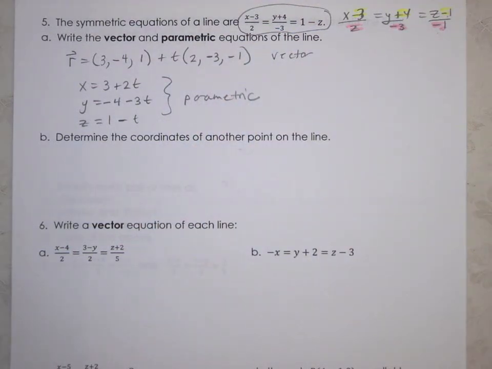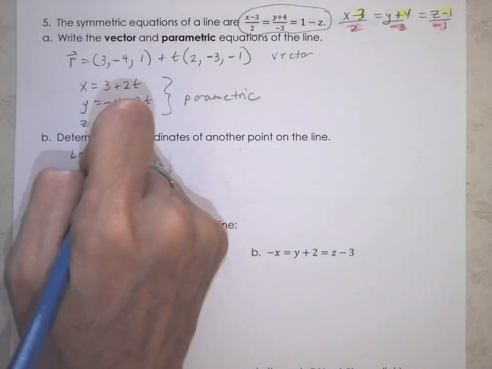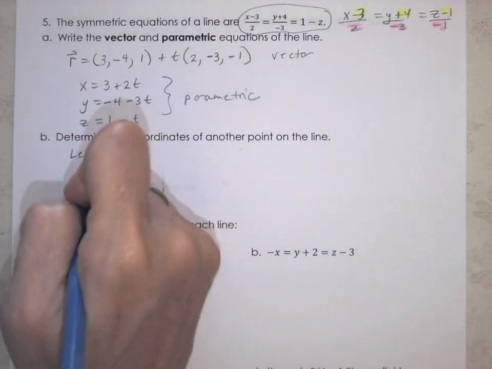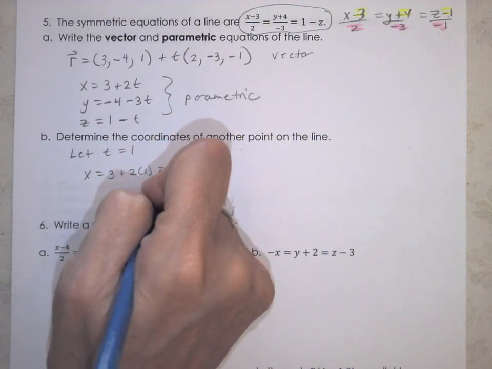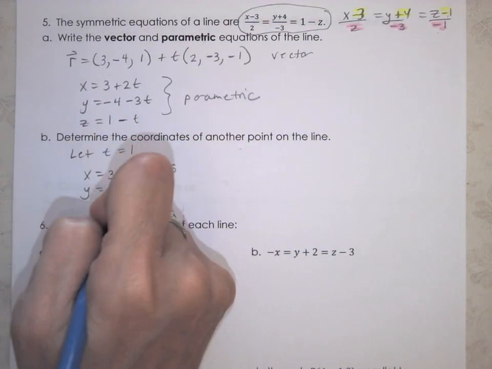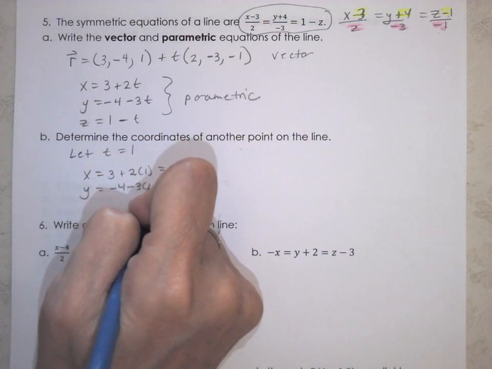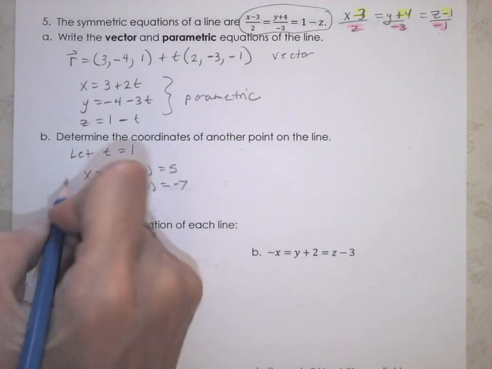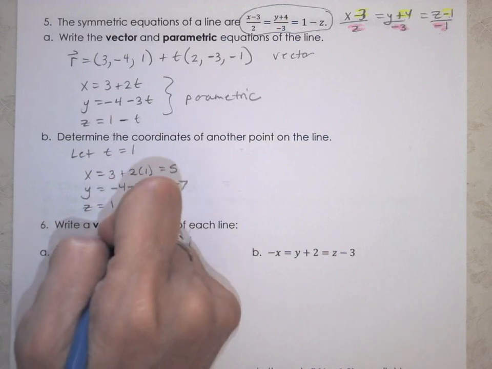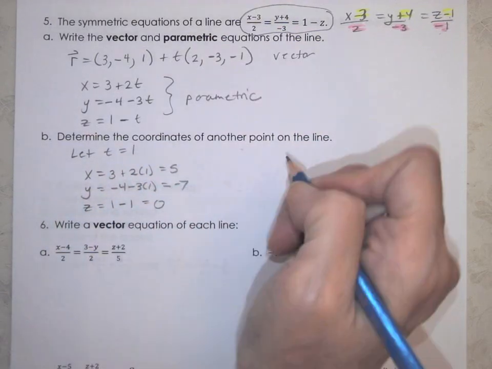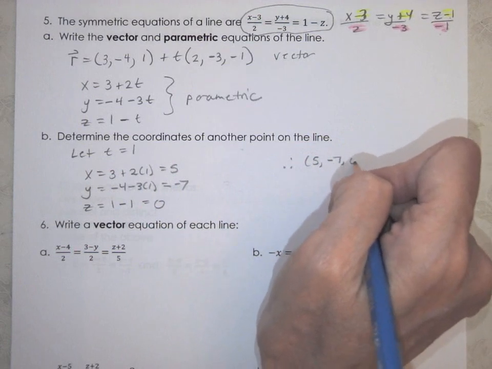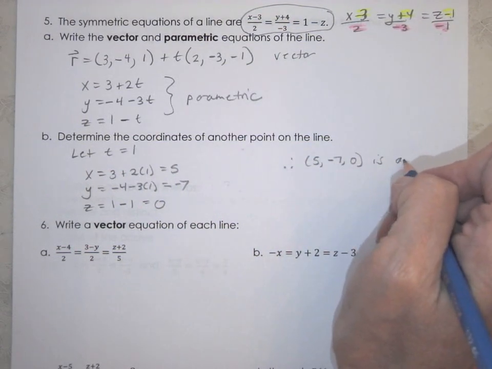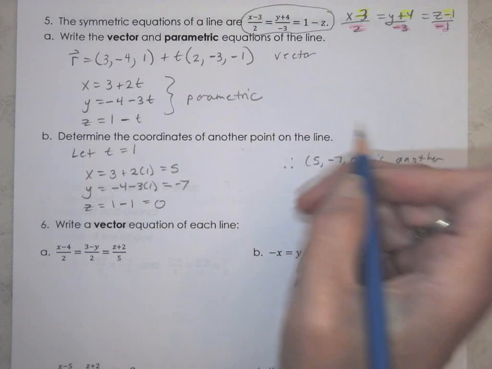Determine the coordinates of another point on the line. So we can let t equal anything we want. I could let t equal 1, for instance. If I want to use my parametrics, x would equal 3 plus 2 times 1, which is 5. Y would equal -4 minus 3 times 1, which is -7. And z would be 1 minus 1, which is 0. So that would mean that (5, -7, 0) is another point on the line.